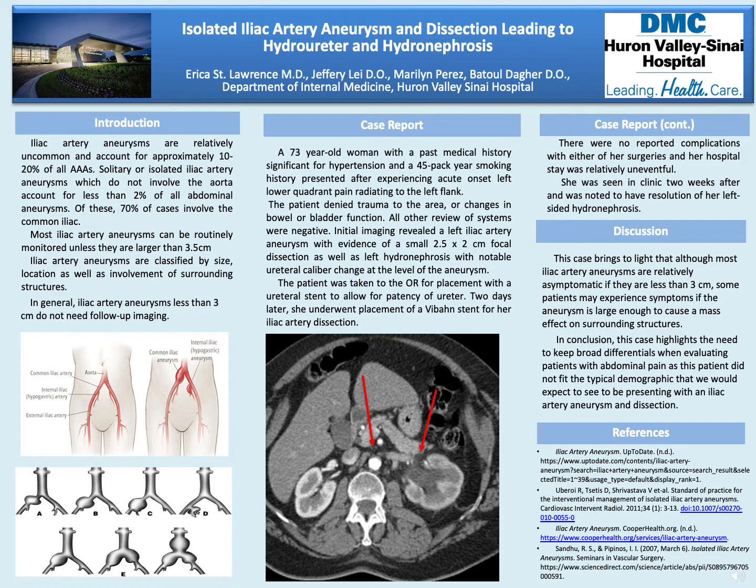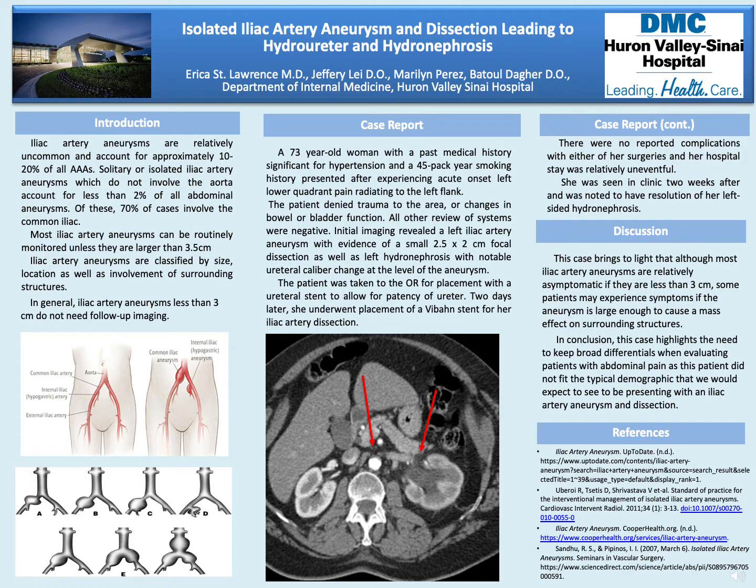Initial imaging revealed a left iliac artery aneurysm with evidence of a small 2.5 by 2 centimeter focal dissection, as well as left hydronephrosis with notable ureteral caliber change at the level of the aneurysm. I have the CT that was obtained below. The patient was taken to the OR for placement of a ureteral stent to allow for patency of the ureter.